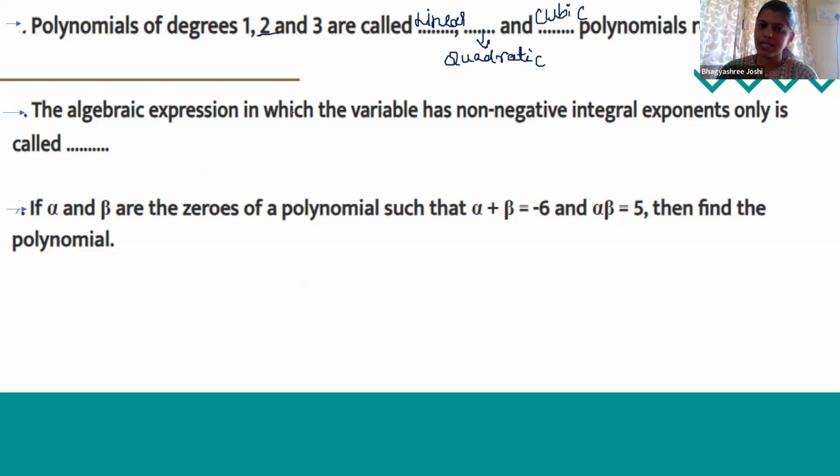The algebraic expressions in which the variable has non-negative integral exponents only. What do you mean by polynomial? I have just told you. A variable's exponent is a whole number. In whole numbers, only non-negative numbers are there. That means non-negative integral exponents. That we call a polynomial. The algebraic expression in which the variable has non-negative integral exponents only is called a polynomial.